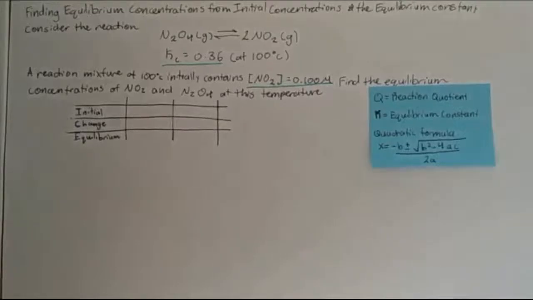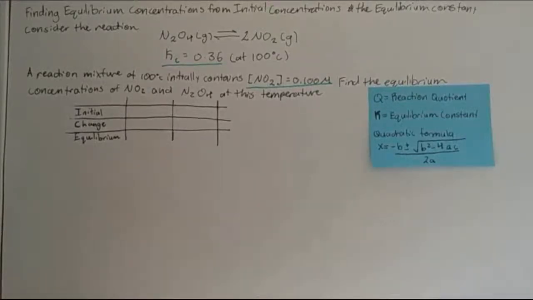Hi everyone, I will be going over a question on finding equilibrium concentrations from initial concentrations and the equilibrium constant. So, we are given the reaction N2O4 goes to 2 moles of NO2. A reaction mixture at 100 degrees initially containing 0.1 molarity of NO2. Find the equilibrium concentrations of NO2 and N2O4 at this temperature.